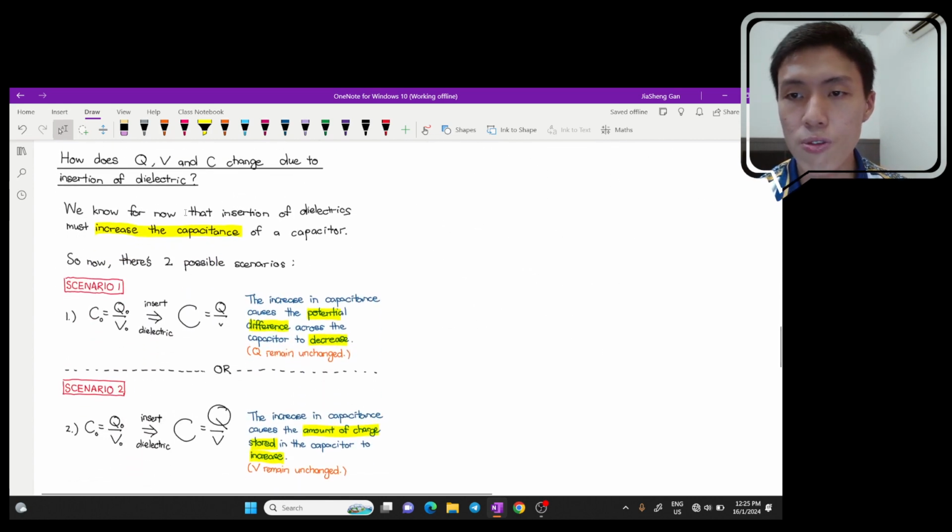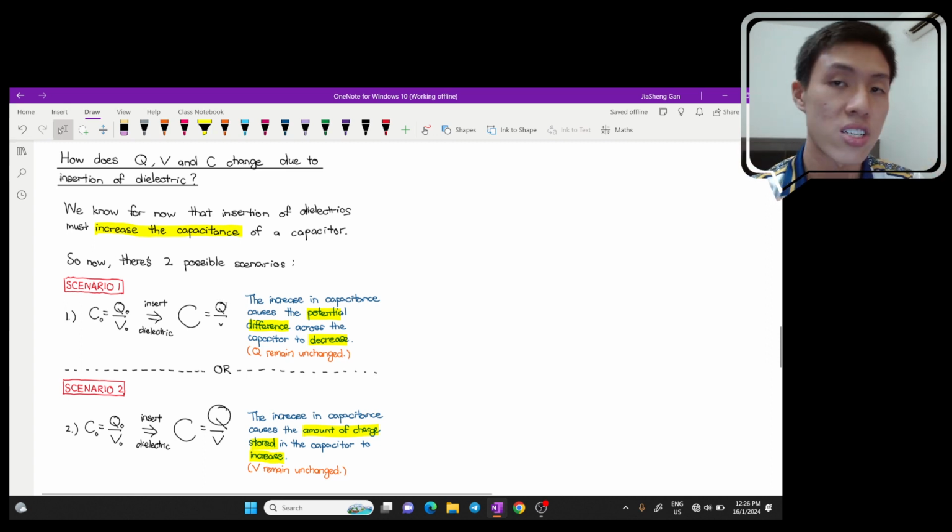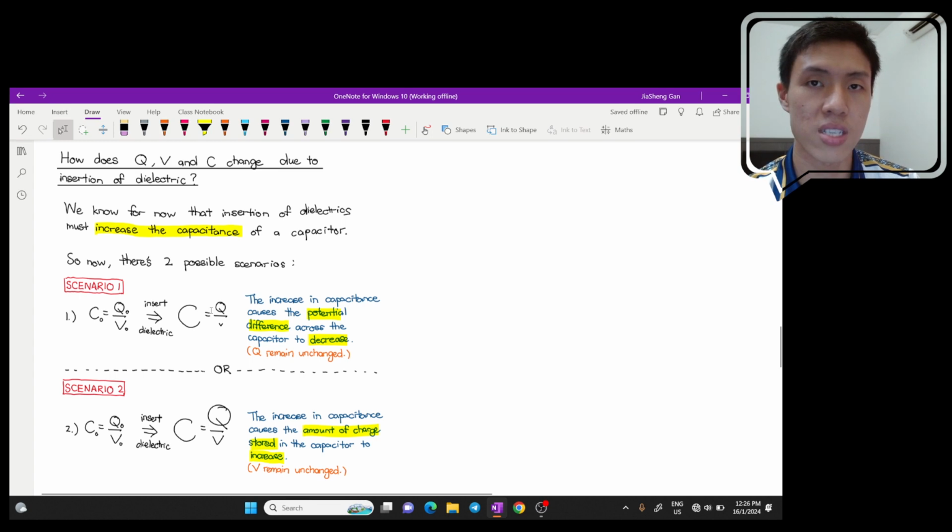We know for now that the insertion of dielectric must increase the capacitance of the capacitor. So the capacitance must increase. So it goes from C0, which is initially a smaller value, to C, which is a larger value. This change will cause two possible scenarios. Scenario 1 is it will not affect Q at all. Before the dielectric there's Q, after insertion of the dielectric there's Q, but the two Q are still the same. There's no change in the charge stored in the capacitor even when we insert the dielectric. The charge stored remains the same.